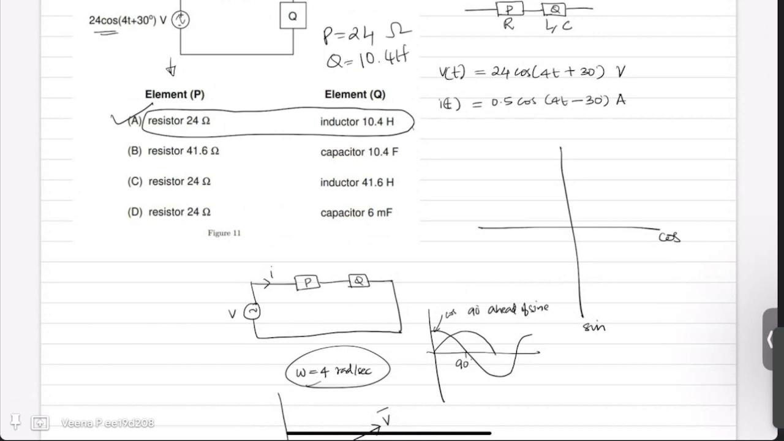So the important takeaway of this problem is that the impedance will have a real part and an imaginary part. The real part corresponds to the resistance and the imaginary part corresponds to either inductance or capacitance. If it is positive, the circuit is inductive. If it is negative, the circuit is capacitive.